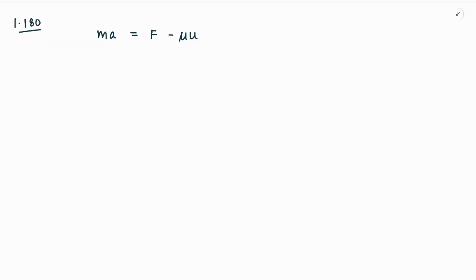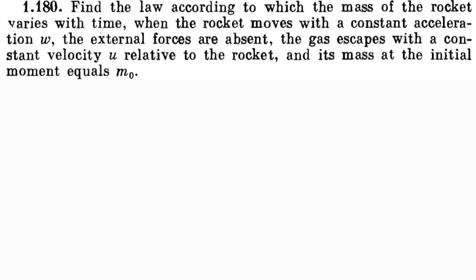Now the problem is stating, find the law according to which the mass of the rocket varies with time, when the rocket moves with a constant acceleration a, the external forces are absent, the gas escapes with a constant velocity u relative to the rocket, and its mass at the initial moment equals m naught.